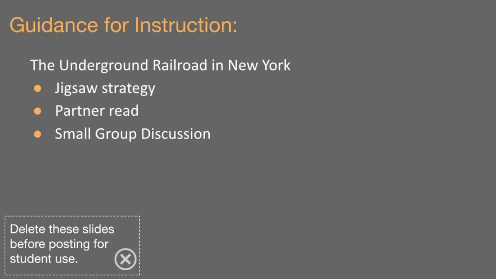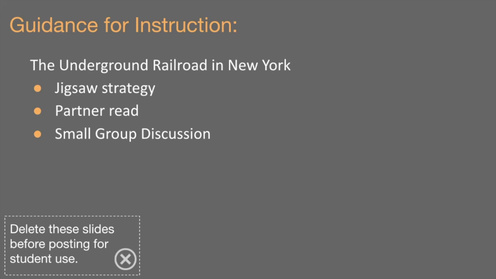Some strategies that could work for the Underground Railroad in New York lesson is first a jigsaw strategy where students can read and research different Underground Railroad sites in New York, especially on the second day of the lesson. They can do this in breakout rooms or in student groups when you're back in person. And then students can present their findings to their classmates using the guiding questions that we went over on the graphic organizer.